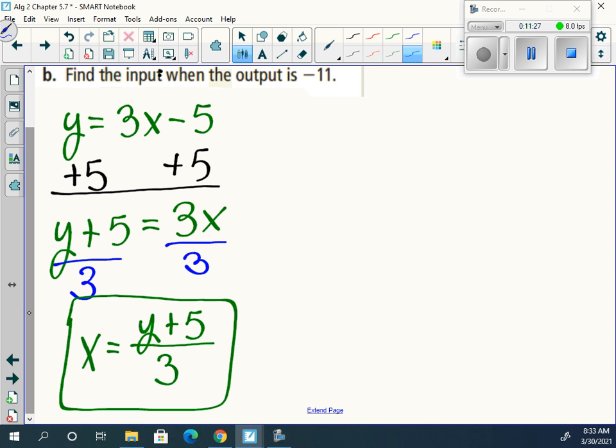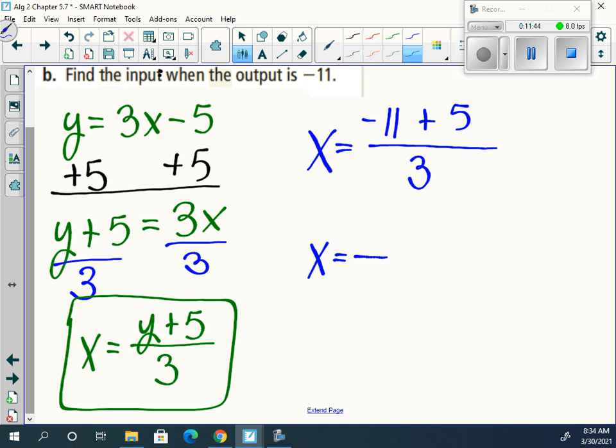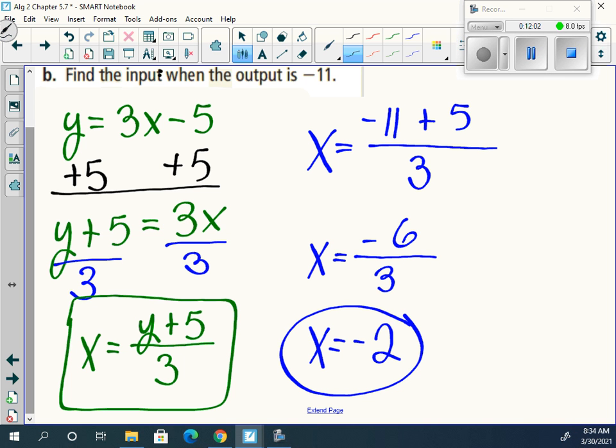Any questions on how we found the inverse, essentially? Now we just need to plug the output in, which would be our negative 11 plus 5 over 3. Well, negative 11 plus 5 is going to be negative 6 divided by 3. It's going to be negative 2. So input is what goes, output is what comes.